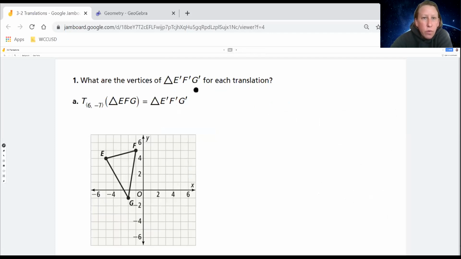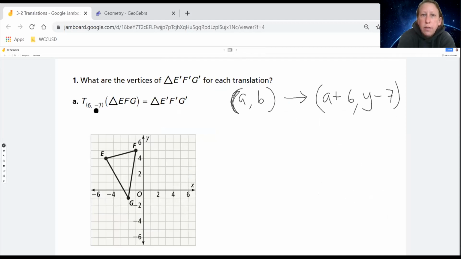Okay, here's another one. What are the vertices E, F, G after a different translation, a translation of <6, -7>? Well, one way to do this is to take your points. That's a point, sorry. And to the first number, the x coordinate, you are going to add 6. And to the y coordinate, you are going to subtract 7. So let's see if we can apply that.